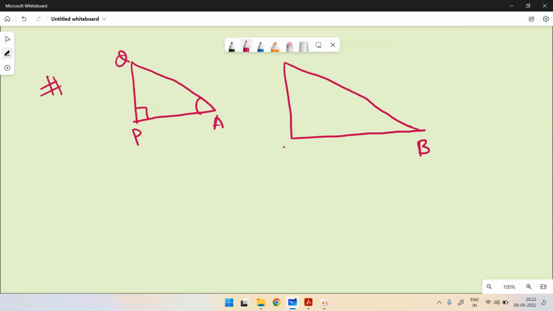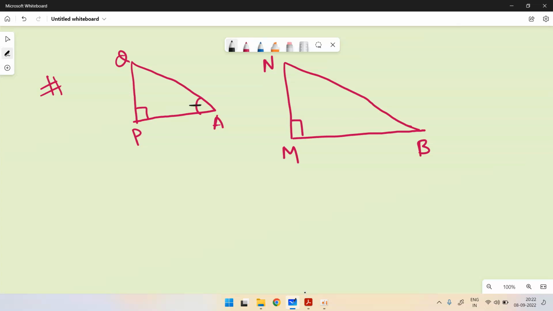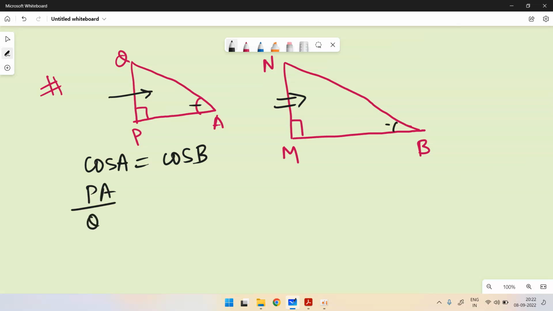Angle B, M, N is 90 degrees. Now it is given that both are acute angles. So this is an acute angle, and this is given that cos A equals cos B, acute angles. If you calculate from here the value of cos A, and cos B, cos A is nothing but base by hypotenuse. So base is PA, hypotenuse is QA.